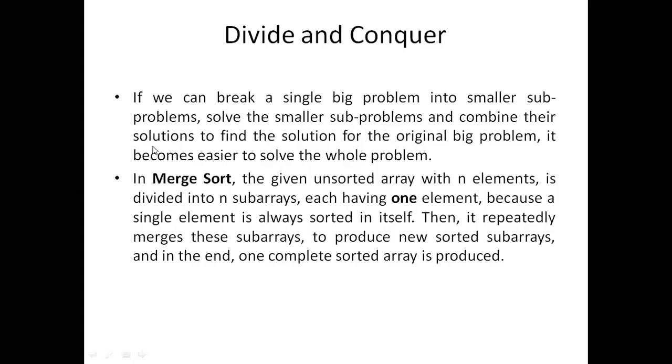So in merge sort, the given unsorted array with n elements is divided into n subarrays. That's why I told you if you have 10 elements, when you are going to divide, first we will divide into 5, 5. Again, this 5, 5 will be divided into 2, 3, again 2, 3. Like that, if you go, at last, when you get one element, you can stop.